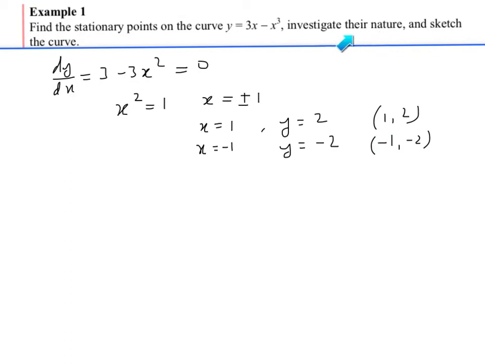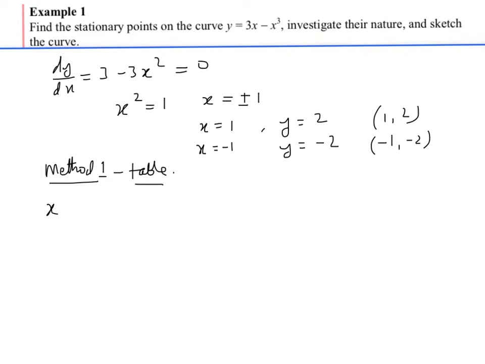Now the next thing to do is work out the nature, investigate the nature. And there's 2 methods. The first method, I'll write this down as method 1, is to use a table. And with the table, the way it works is we'll look at the gradient on either side of a stationary point and look at how the gradient changes. So we know our x values are 1 and minus 1. So let's write that out.